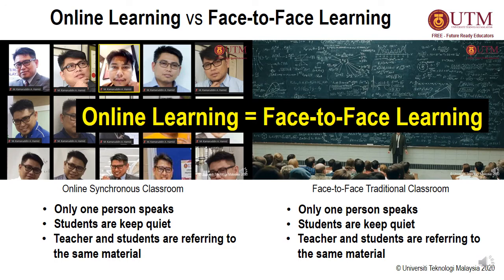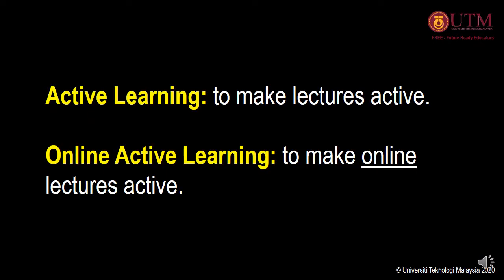In our previous video, we have discussed that synchronous online learning is equal to face-to-face learning. In this video, I will share with you how to systematically design an online active learning class. Before we discuss further, let's define what is active learning and online active learning. Active learning is defined as to make our lectures active. For example, rather than making our class passive by giving a straight 1-hour lecture, we design our class by adding several activities in between lectures to make sure our class is active.